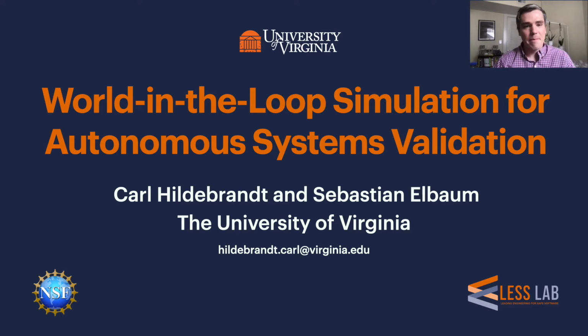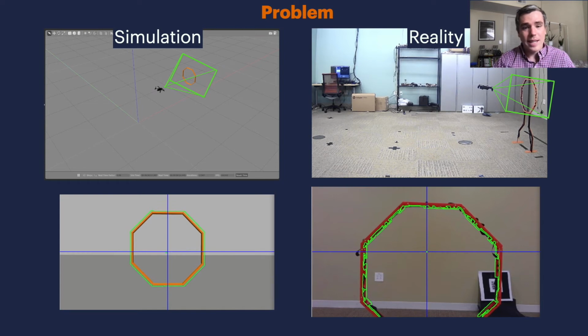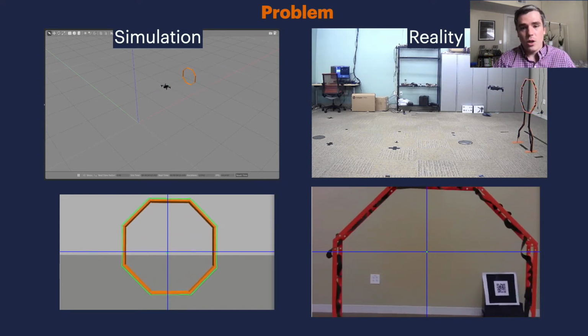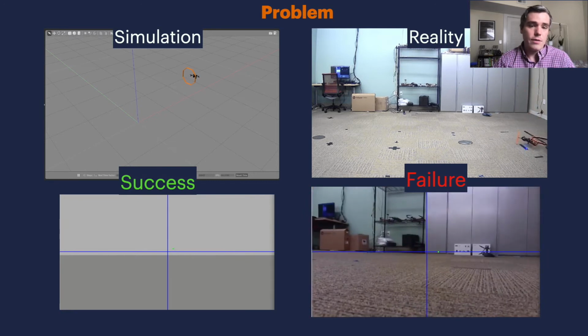So let's begin. Imagine the goal of a quadrotor is to navigate through the gate using an onboard camera. The drone succeeds if it navigates through the gate, and it fails if it aborts the mission or if it collides with the gate. Let's look at an example of the same quadrotor attempting this in both simulation and in reality. In both, the gate is the same color and size. We can see that in simulation, the quadrotor succeeds, while in reality, it fails.